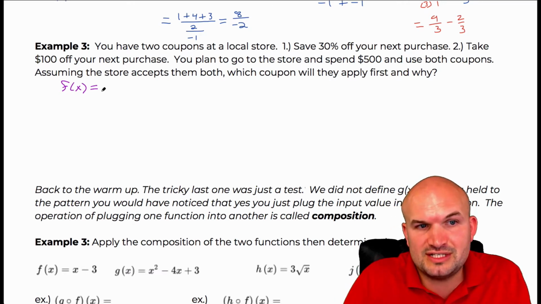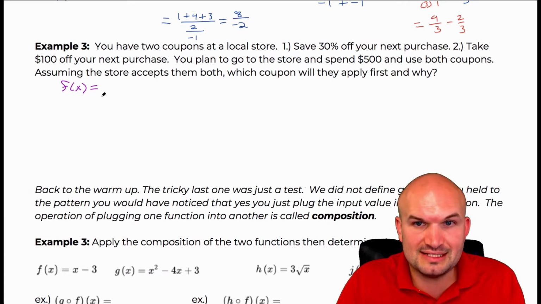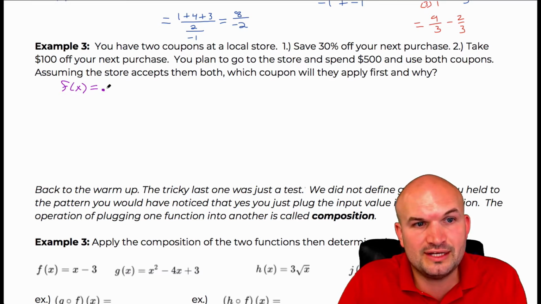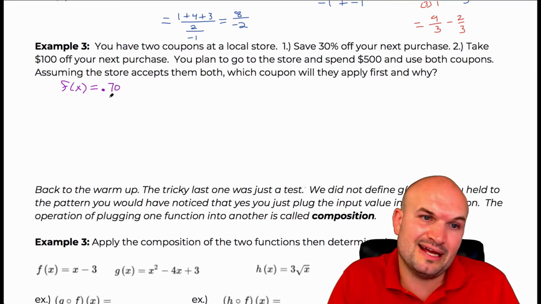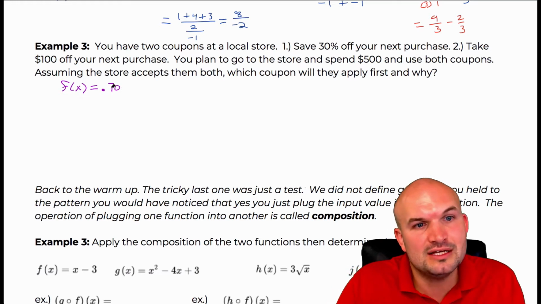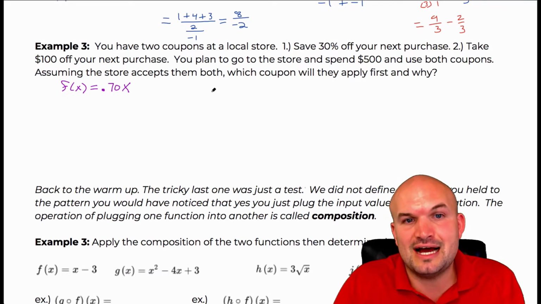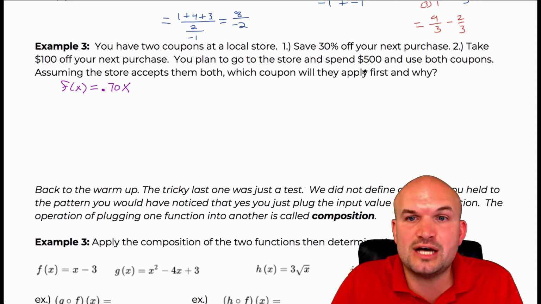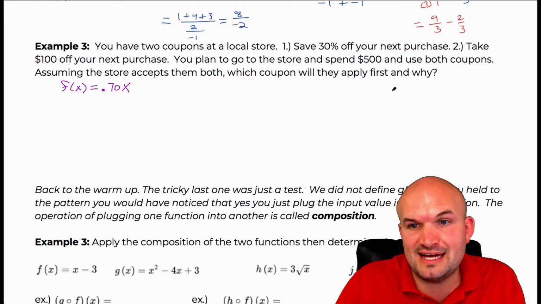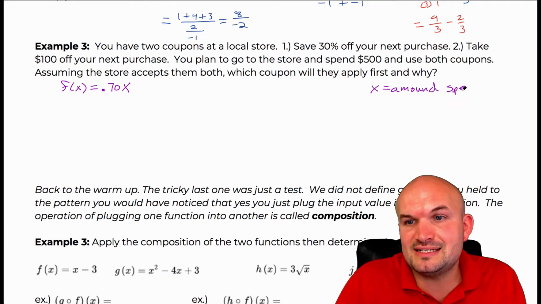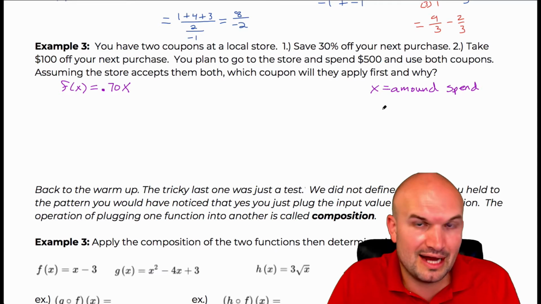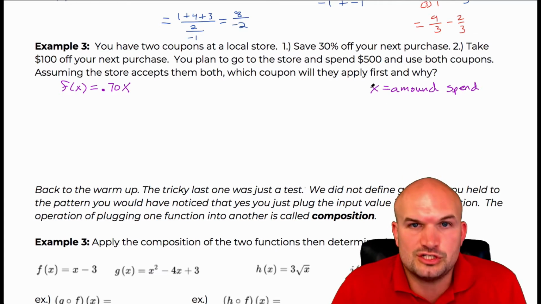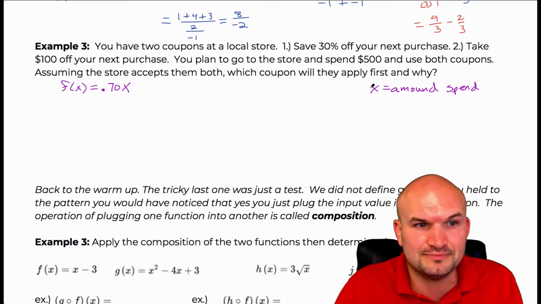Or what we could do is just take, well, if we're getting 30% off, that means we are only going to have to pay 70%. And again, I'm going to write 70% as a decimal. So I can say 70% times however much we're going to spend. Now, x is going to represent our amount spent. So I'm going to define x. I'll just say x equals the amount you buy or amount you spend. In this example, that's going to be 500, but obviously we're writing some functions to represent a general situation for anything.